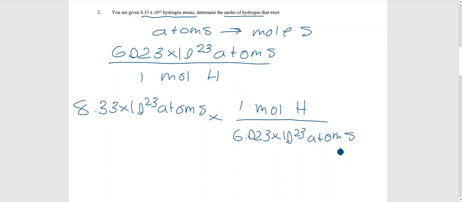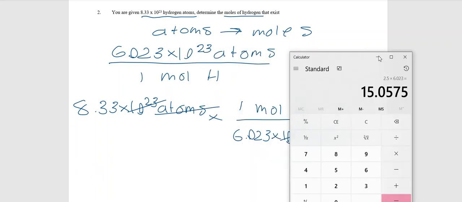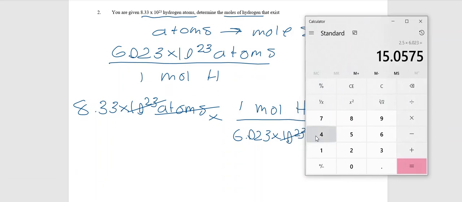So atoms divided by atoms cancel out. And notice how you have 10 to the 23rd here and 10 to the 23rd here. So you can just cancel those numbers out also. So when you plug this into the calculator, all you need to do is 8.33 divided by 6.023.